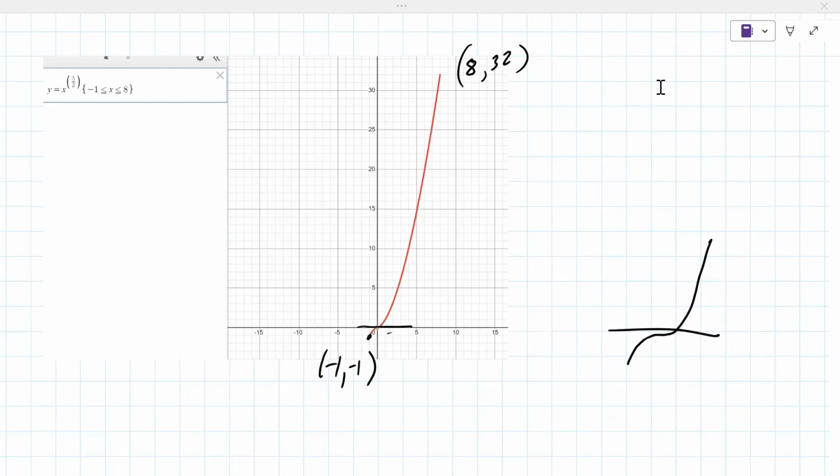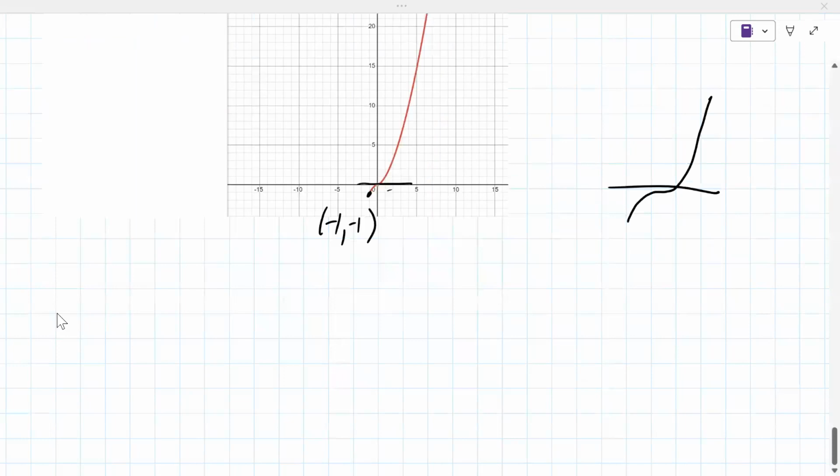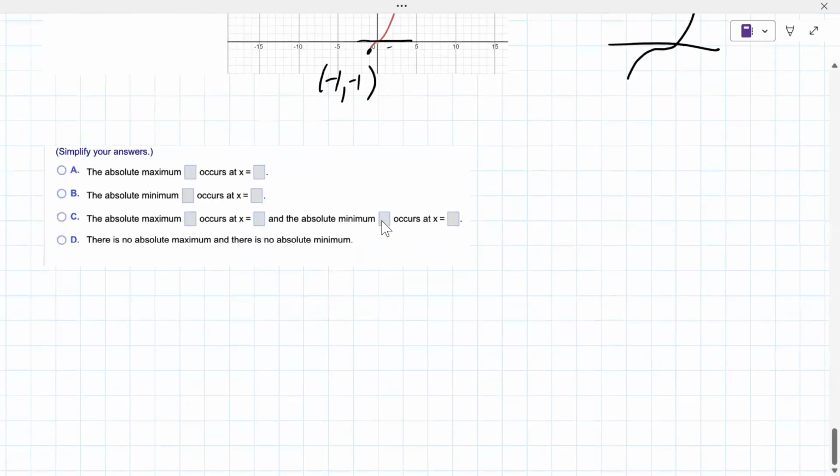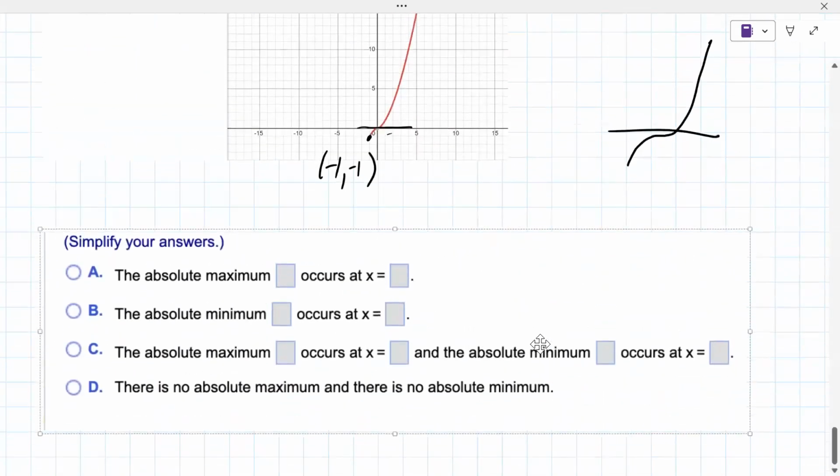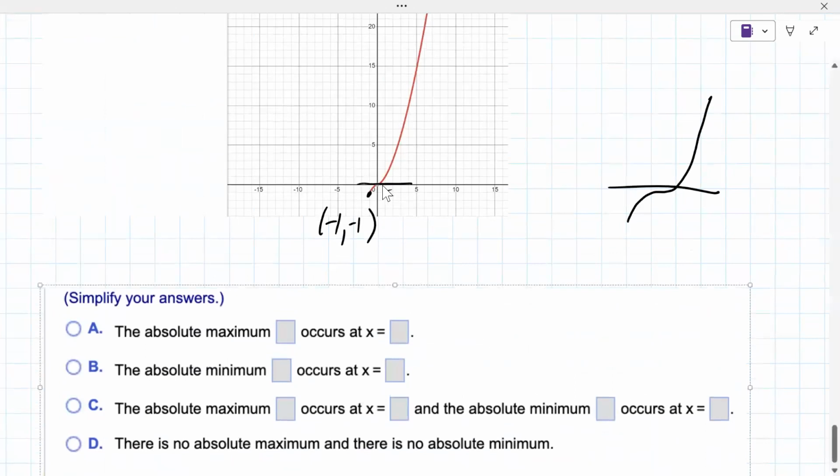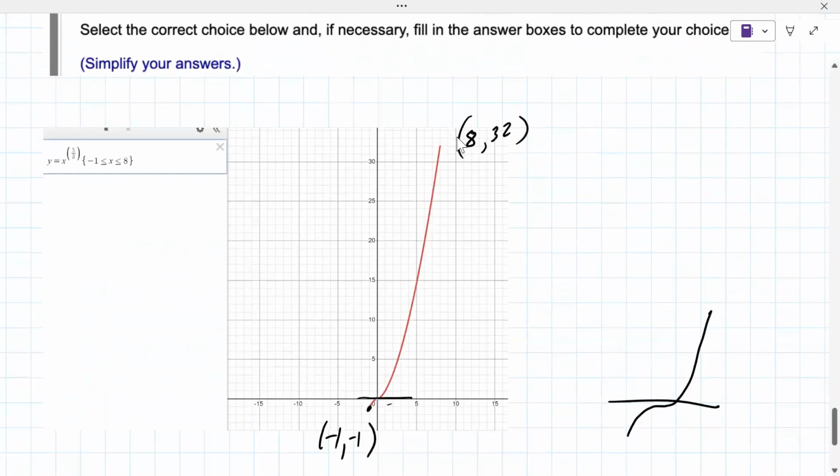The answers make this the most challenging. You have to decide, is there an absolute max? Is there an absolute min? The min is over here, and the max is up here. And it's a closed interval, so you have one there. Open intervals, it's possible, not sure sometimes.